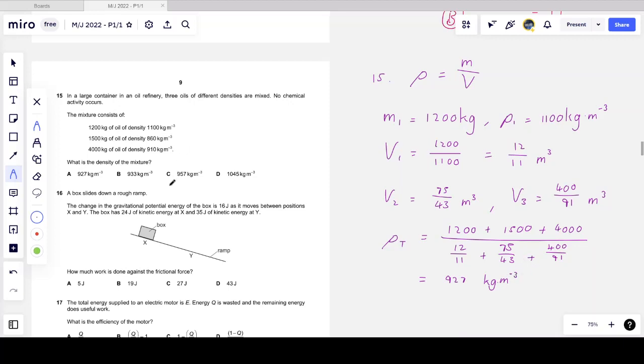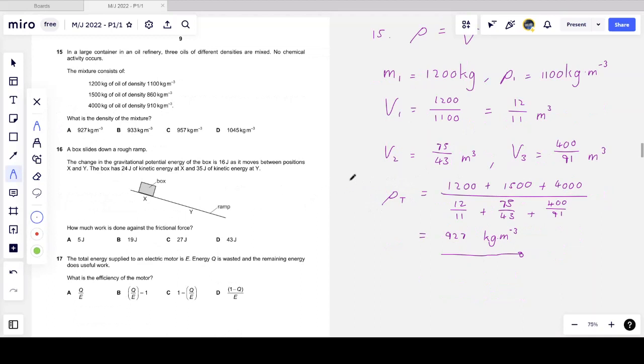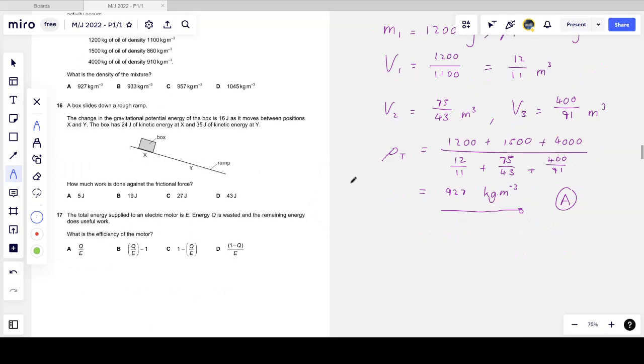So be careful of falling into the trap of finding the average of densities. Also be careful of falling into the trap of just finding the densities in their ratios. You're going to have to find the volume for each and then find the total density of the mixture, because that's the definition of density, total mass over total volume. That's question 15. That corresponds to option A. So a little bit of calculation required. It's a little bit of a long question.